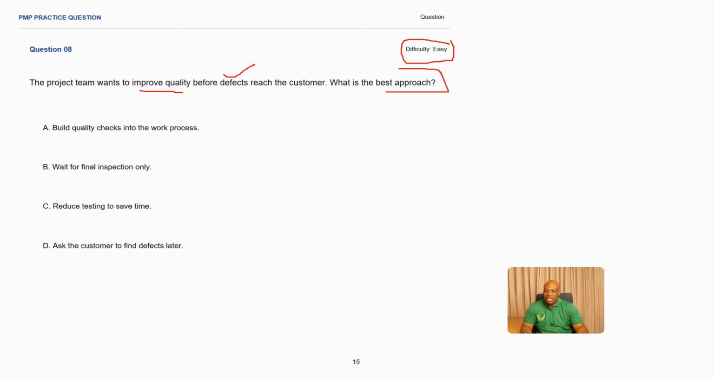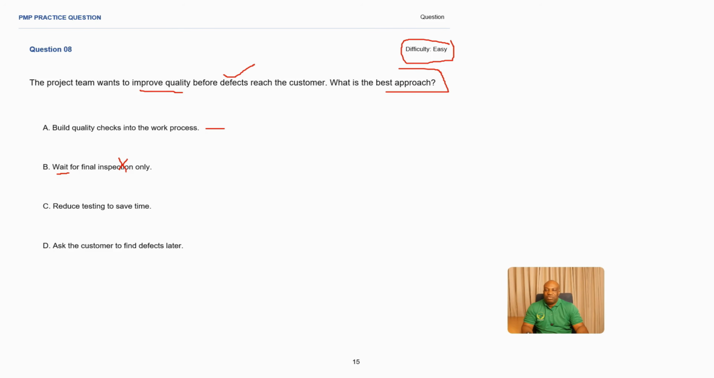Build quality checks into the work process. Makes sense. Quality should be done throughout the project. And B, wait for the final inspection only. So the moment you see the word wait, it means you're delaying something. If you wait until the final inspection, what if it's not correct? You're going to get some delay. So we eliminate this.